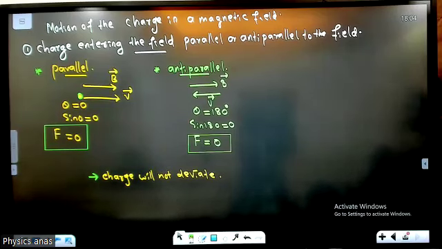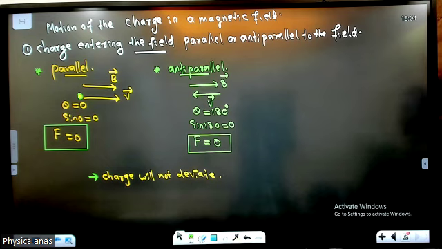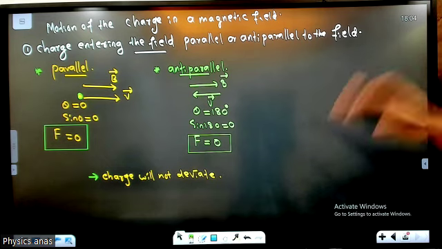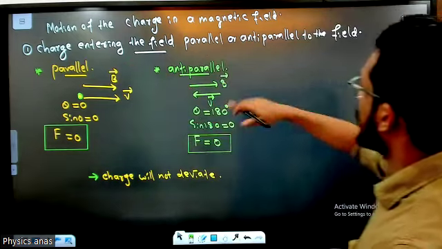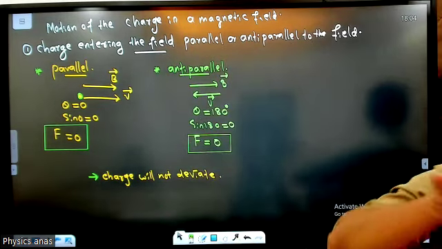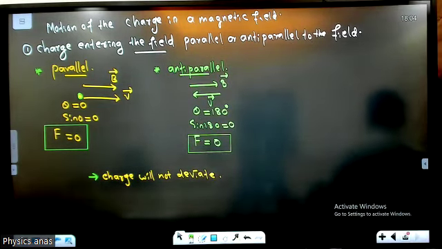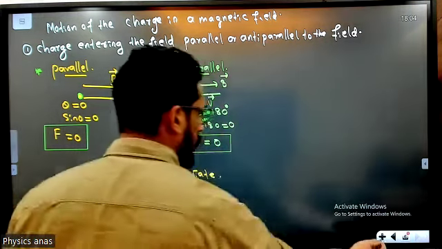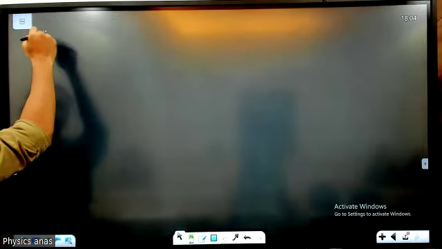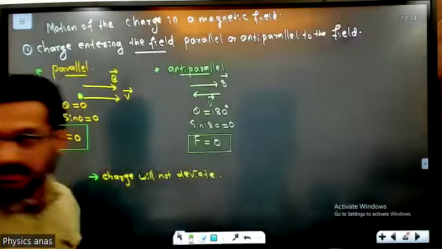Can we discuss the second case? No, this is the first case. Charge is entering the field parallel or anti-parallel to the field. Got it? Now we have to discuss the second case. What is the second case? Now the charge, you didn't write it.